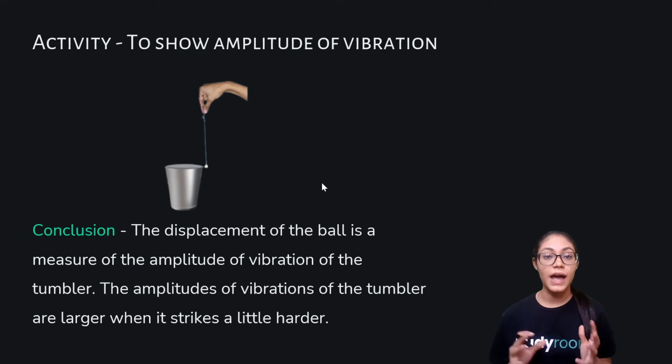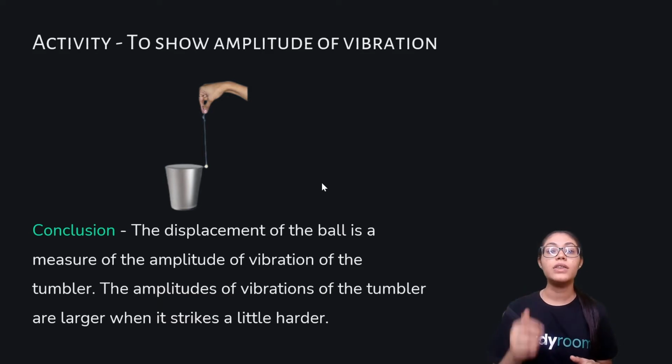Now let's perform this activity to show the amplitude of vibration. You take a metal tumbler and a tablespoon. You strike the rim of the metal tumbler and listen to the sound. You bang the metal spoon on the tumbler. You will hear a sound. Now, you take a thermocol ball and touch it near the rim of the metal tumbler and bang it again with the metal spoon as shown in the figure over here.